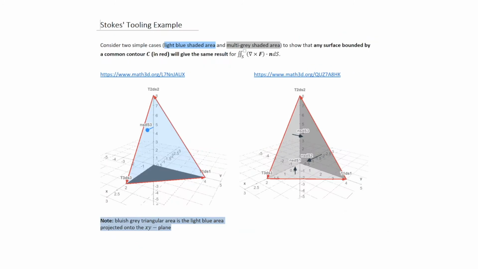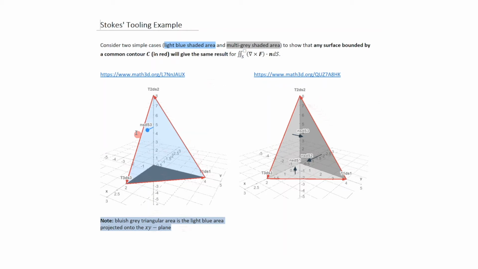All right, this is just showing a blow up now, so it's just a little bit more detail, easier to visualize. Consider these two simple cases: the light blue shaded area and the three triangular segments, which basically form an open surface bounded by this contour. The bluish gray triangle area is the light blue area projected onto the XY plane. And so here again we have the contour in a counterclockwise direction, the area vector pointing in this direction.